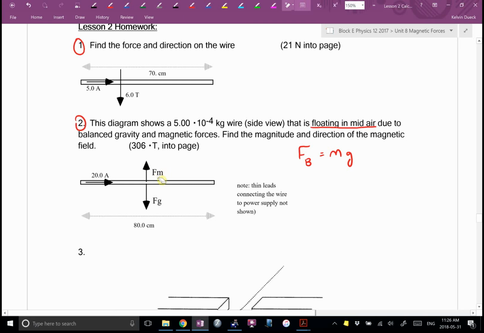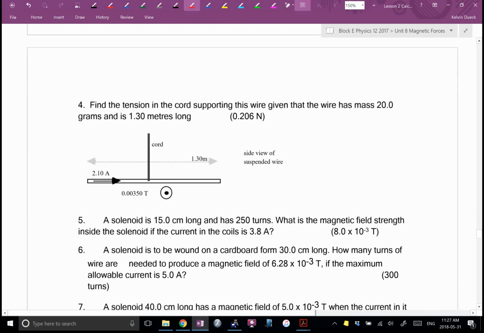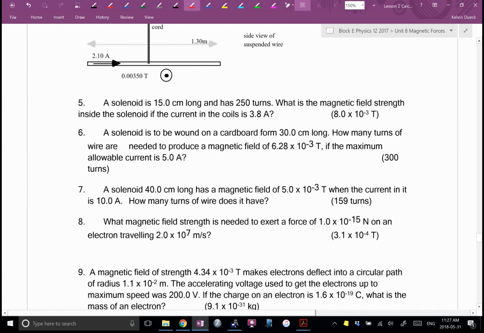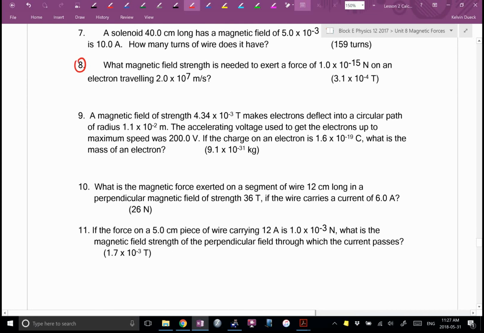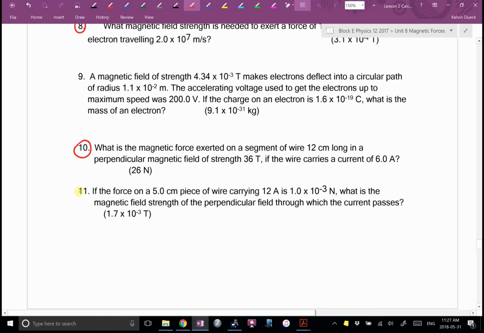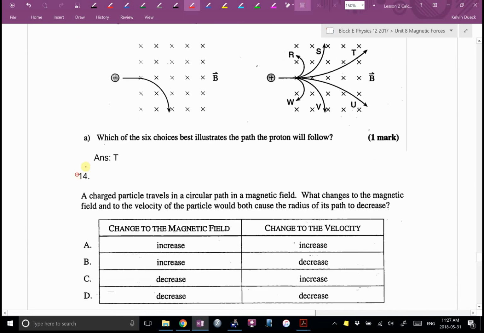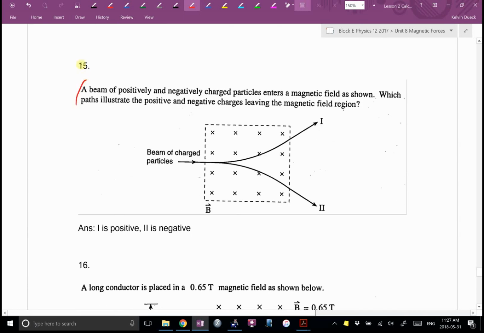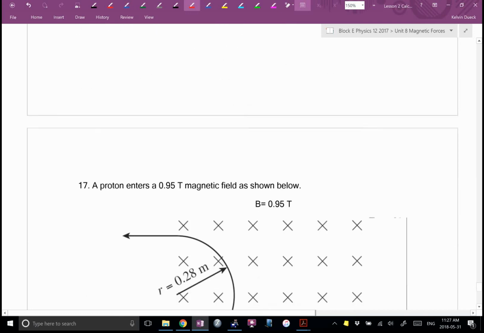They use Fm for magnetic force. I like to use B to reinforce that B is the variable for magnetic field strength. Right? Right. You can skip 3. You can skip 4. Don't cross out some of these, because solenoids I'm going to talk about next class. But right now you can do number 8. You can do number 10. You can do number 11. 13. 14. 15. And 16. And 17.